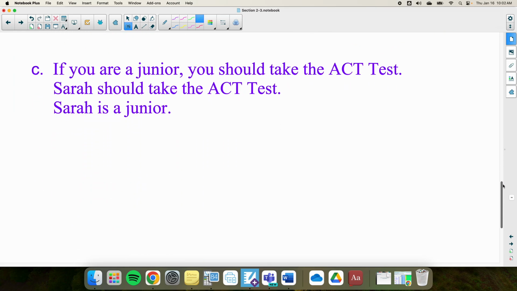It says, if you are a junior, you should take the ACT test. Sarah should take the ACT test, and Sarah is a junior. Is this referring back to the beginning or the end? The end. How about this? The beginning. Okay? Is that the way we want it to go? No. So then we just say no.